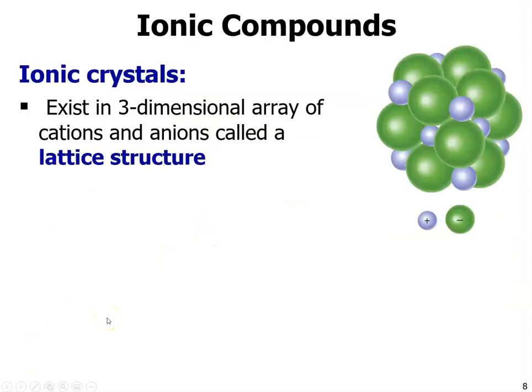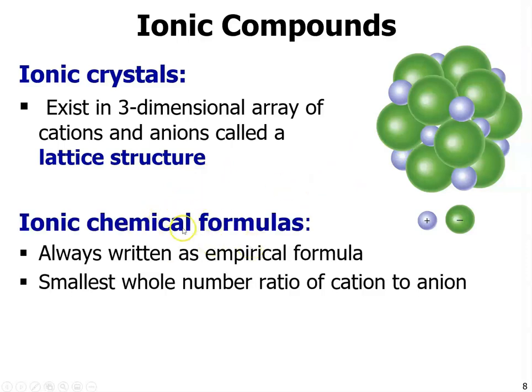This is also one of the other parts of this idea, the lattice structure. We know that this exists in a three-dimensional structure, and these elements are going to have some amount of interaction with each other, and they're going to form these ionic bonds between them that help to recover some of the energy of transferring those electrons over. So when we write ionic chemical formulas, they are always written as empirical formulas, with the smallest whole number ratios of the cation and anion.